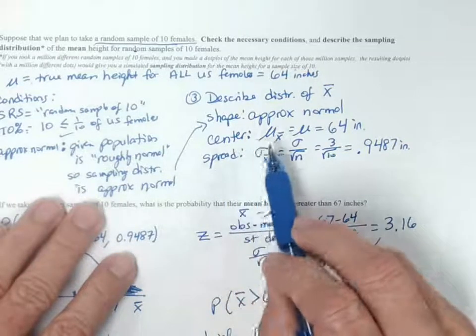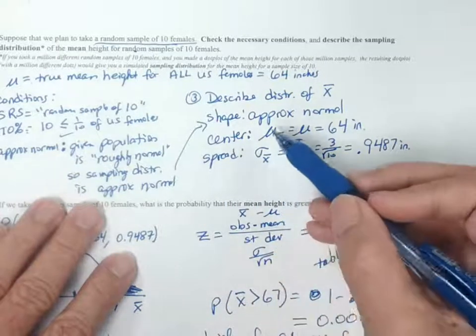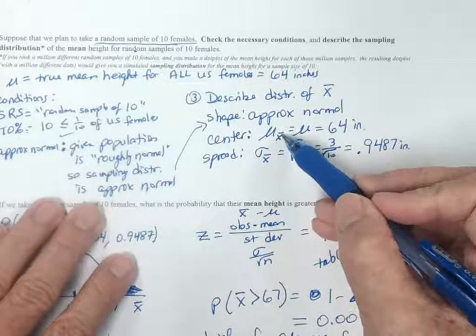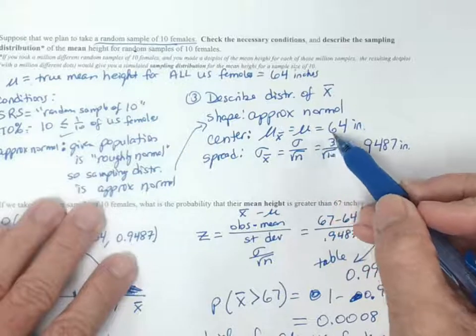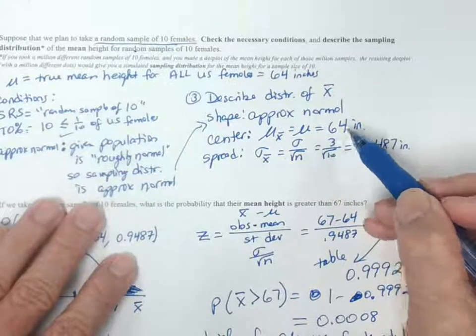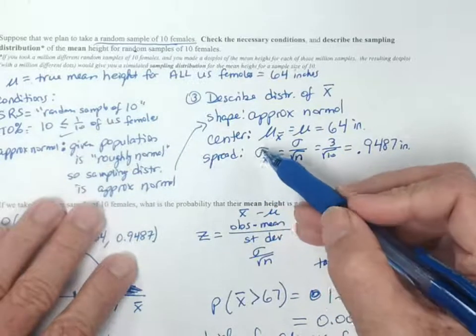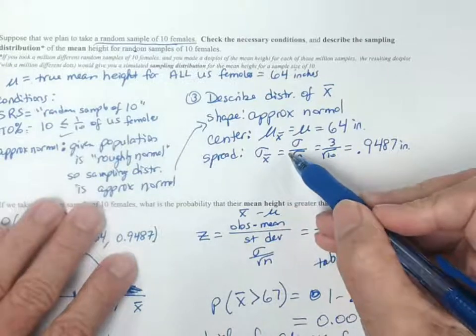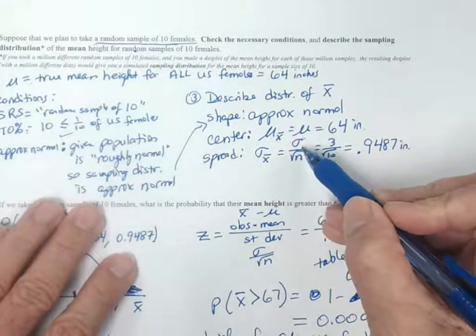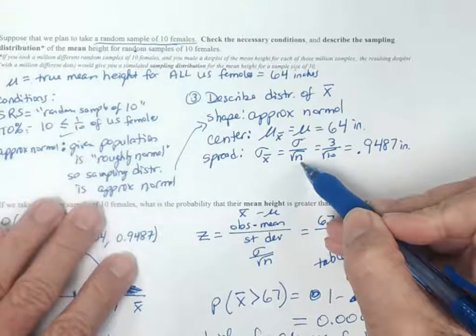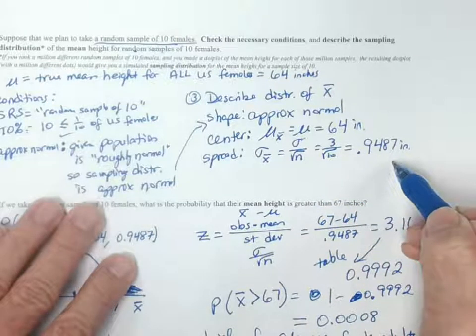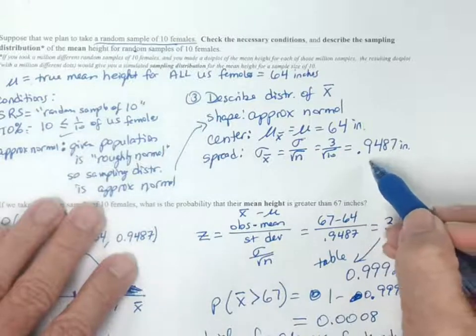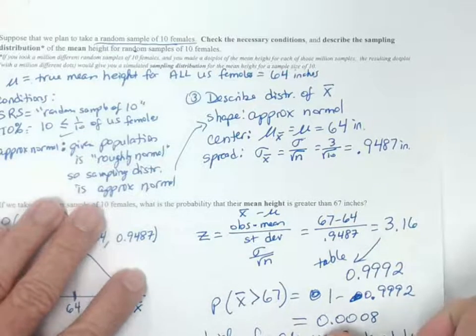The center, mu sub X bar, the center of a sampling distribution of means, is equal to the center of the population, which in this case was 64 inches. The spread, the standard deviation of X bar, is equal to the standard deviation of your population divided by the square root of n, your sample size. Put in our numbers, and here's my standard deviation. Again, notice I'm keeping 4 decimal places.